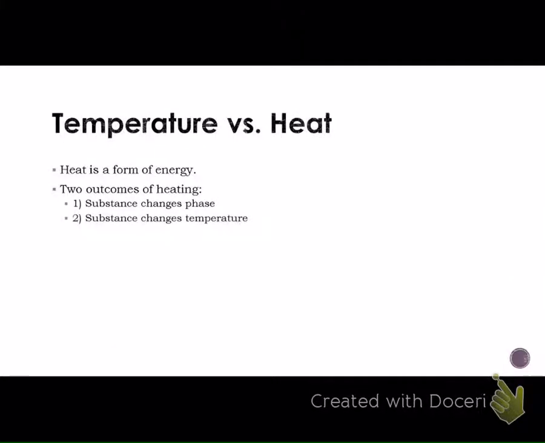Another term, we covered these briefly at the beginning of the year when we worked on matter. Just to recap, temperature and heat are not the same thing. Heat is a form of energy, and so heat can cause two things when looking at a heating or cooling curve. Heat can allow a material to change phase, or it can make the material change its temperature.